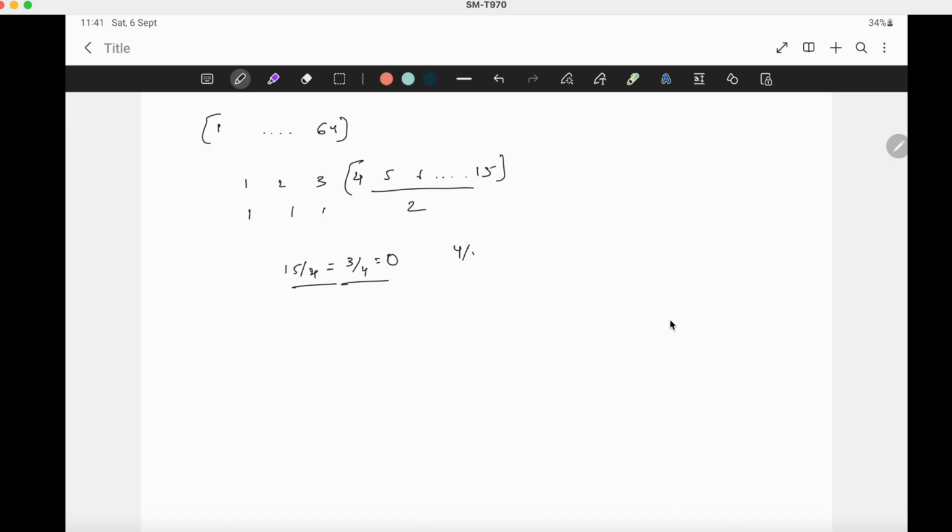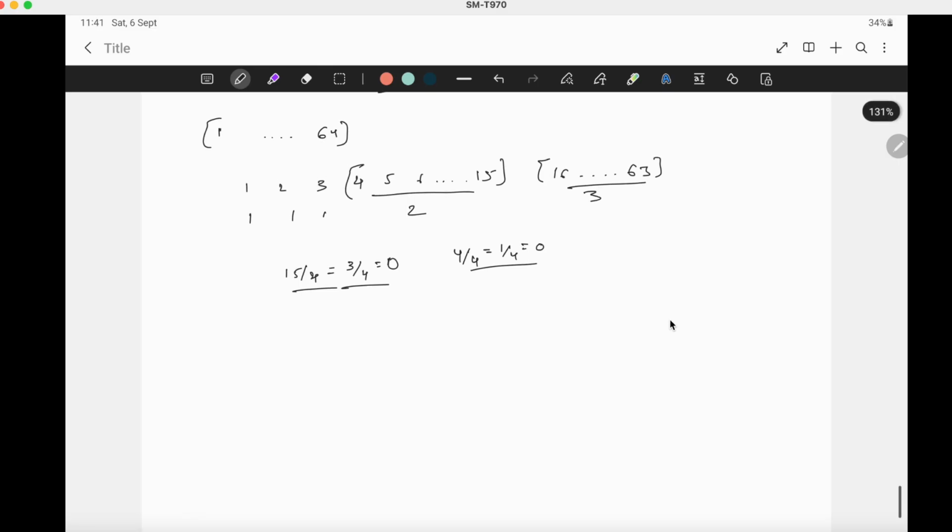Even for 4, 4 divided by 4 is going to be 1, and 1 divided by 4 is again 0. So 4 also takes two operations. From 4 till 15, it is basically taking two operations. Now from 16 to 63, it is taking three operations. Let us suppose 63: when we divide it by 4, the answer is going to be 15. 15 divided by 4 is going to be 3. 3 divided by 4 is going to be 0. So it is taking three operations. Even for 16, it is going to be the same.